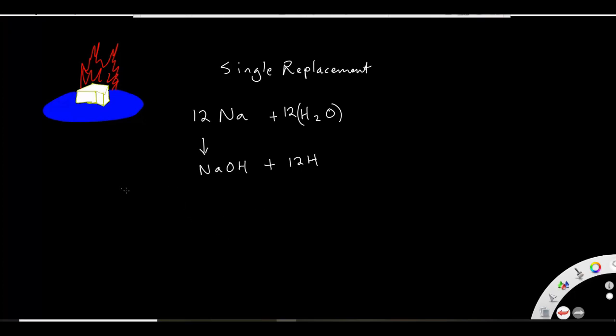So let's write this out very carefully. We have sodium, we don't actually need the 12 there, sodium plus H2O becomes sodium OH plus H. So essentially what has happened here is that the water molecule, H2O, has taken one of its hydrogens and left it behind and grabbed a sodium in its place. This is a single replacement reaction.